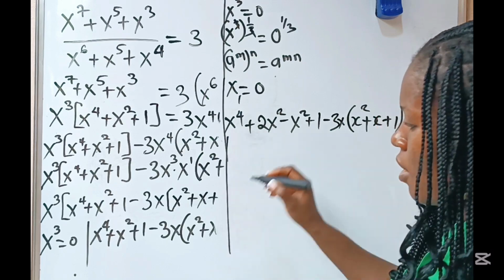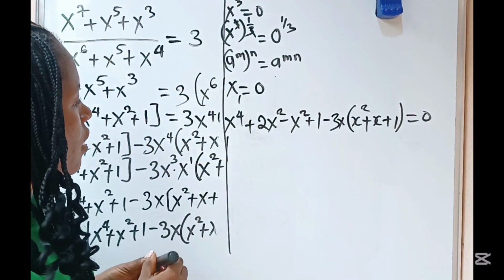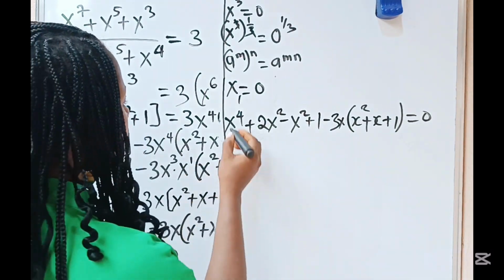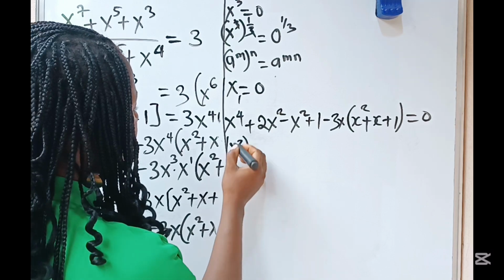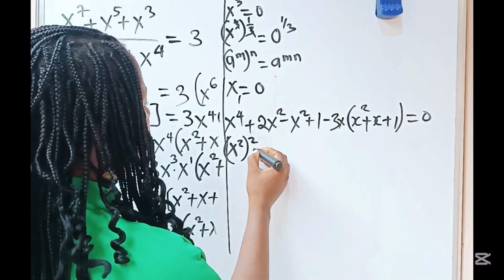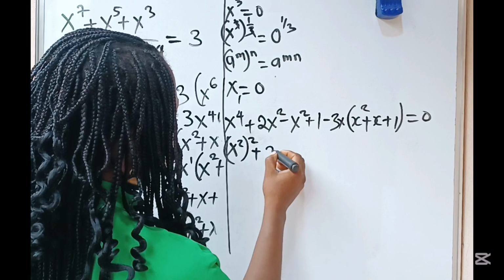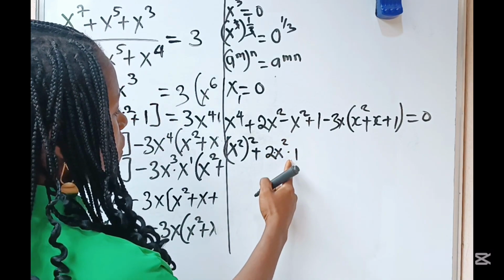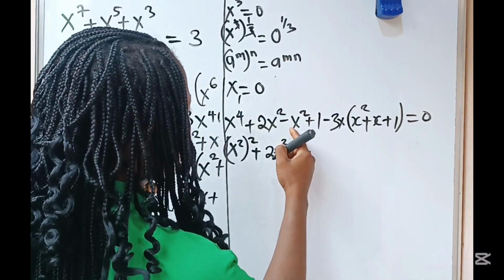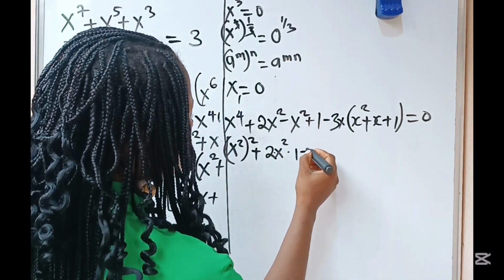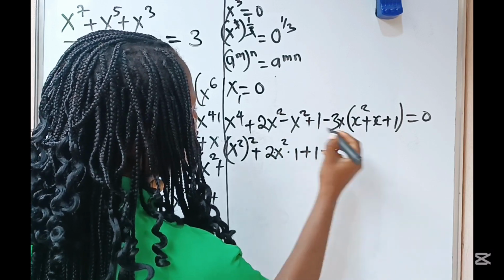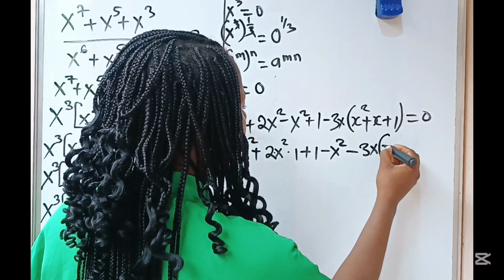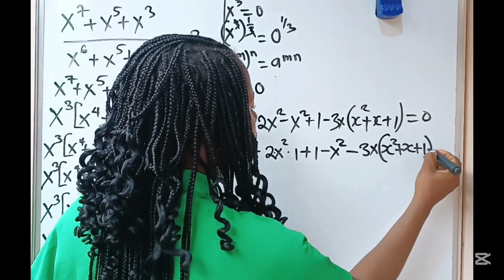All right, now this is where we are. If you look at this, I'm trying to form something from here. Now x to the power of 4 is the same thing as x squared multiplied by x squared, then plus 2x squared is the same thing as 2 multiplied by x squared multiplied by 1. Then plus 1, then minus x squared. We have not changed anything. Then minus 3x bracket x squared plus x plus 1 is equal to 0.